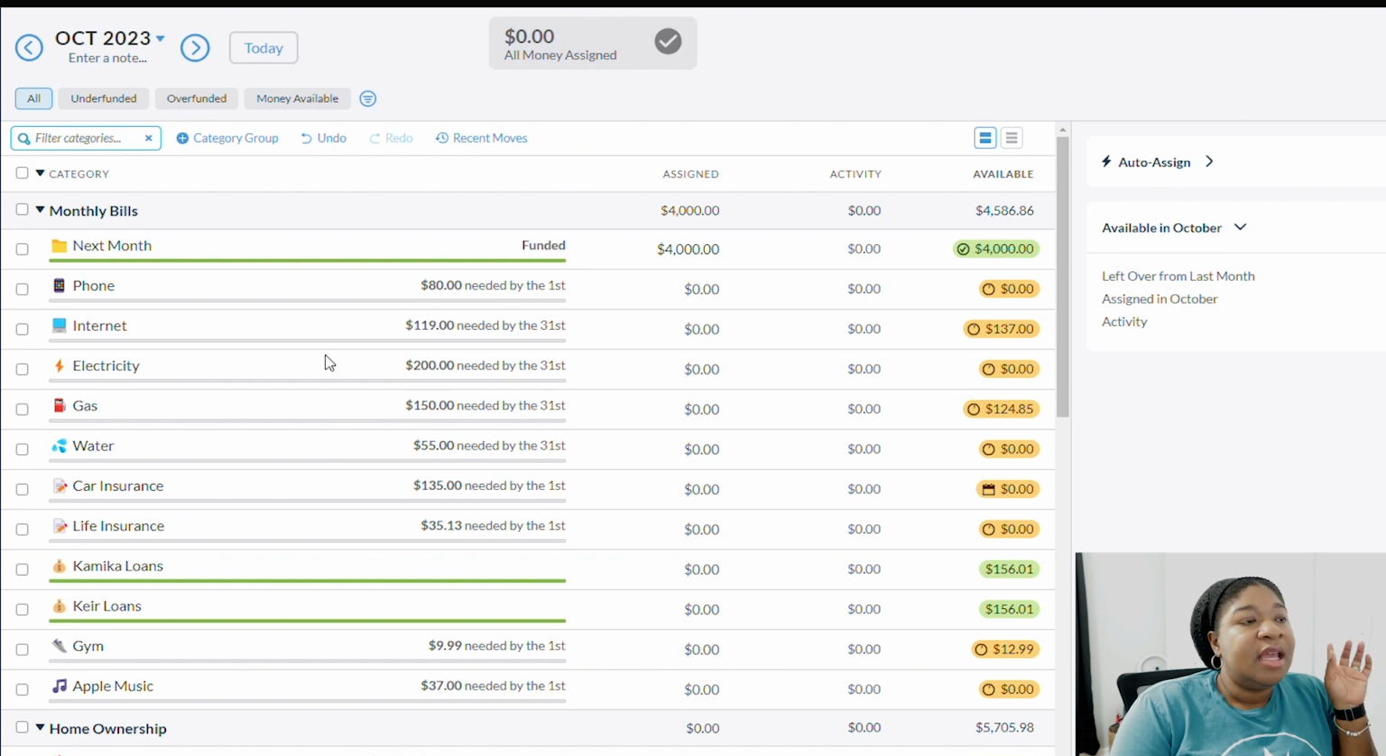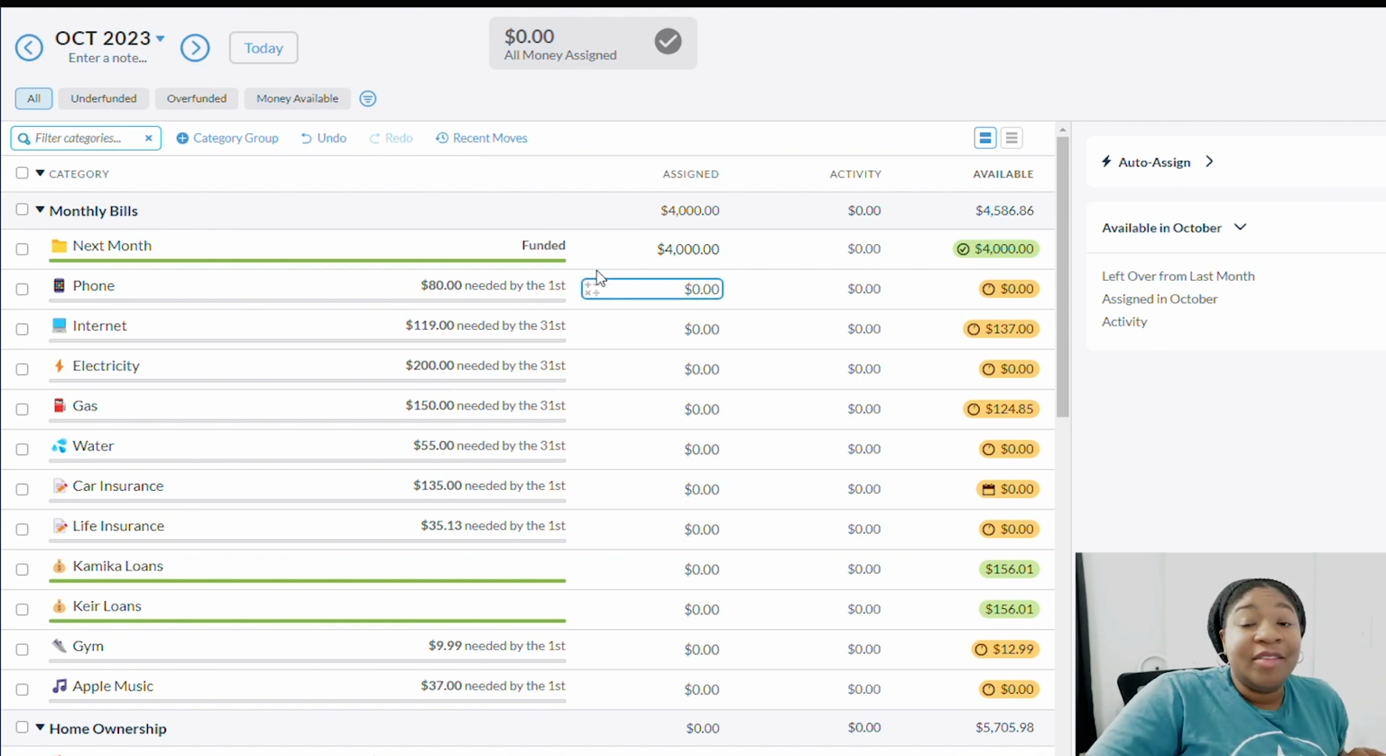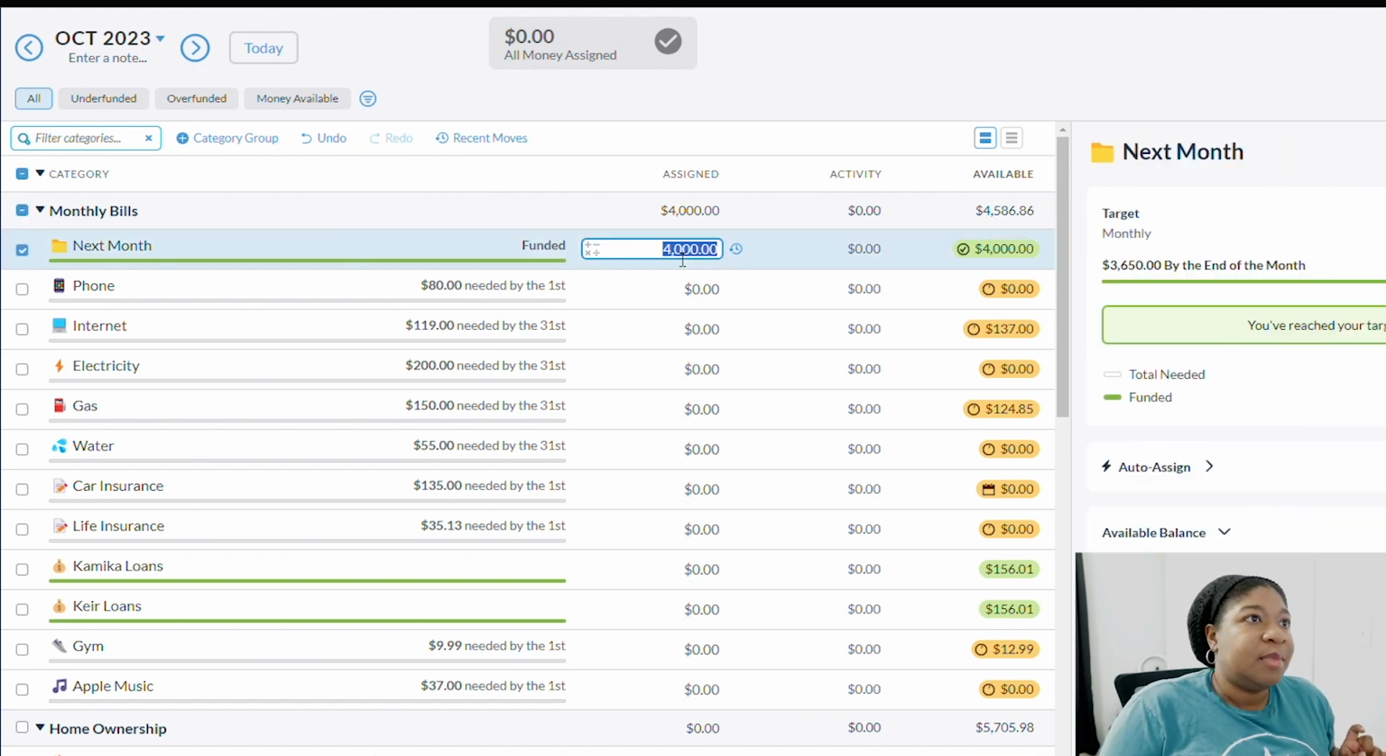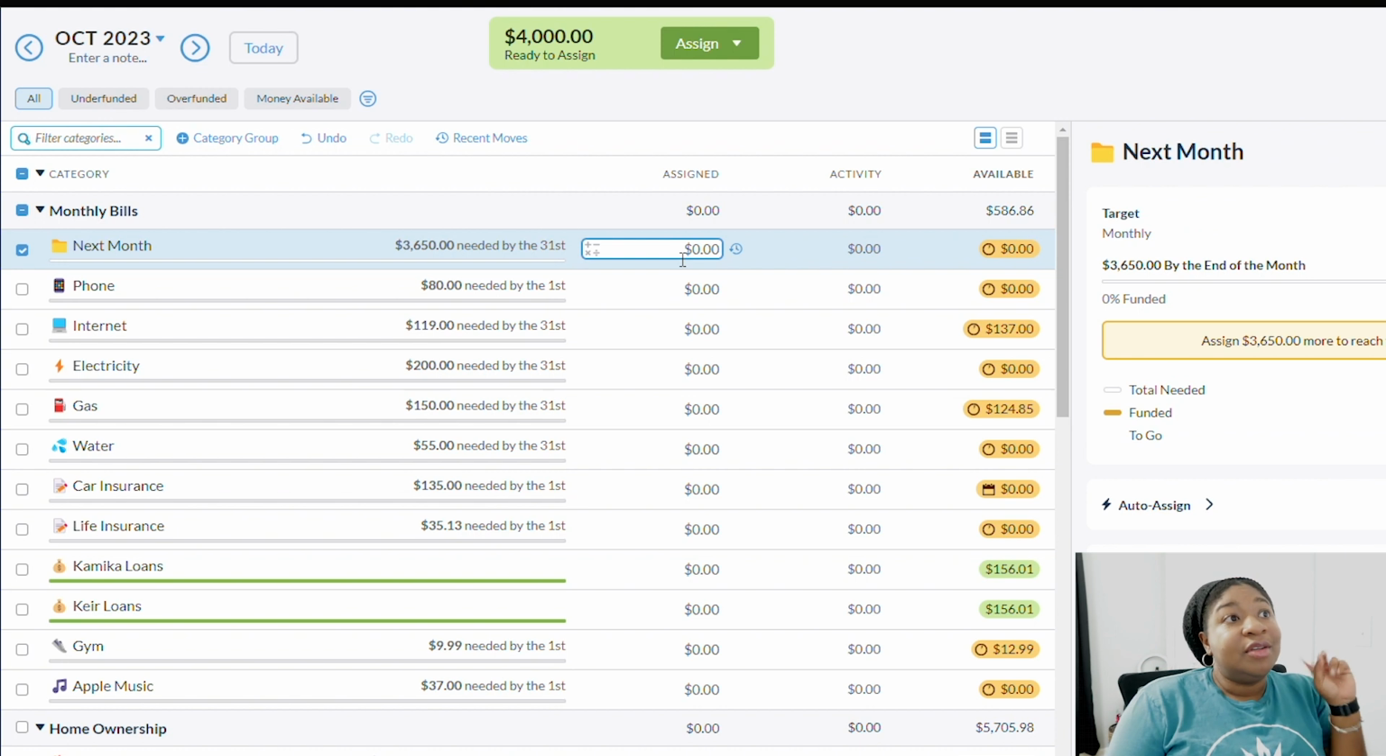Okay, so here's the budget, and I'm doing this a few days before October, so that's why there's still money in the available column, but I'm going to budget the normal amounts so that we have everything that we need for October. So we're gonna start out by zeroing out the next month category. And if you notice, it's $4,000 this month instead of $3,650. So we're gonna see if that's enough to cover the student loans in addition to everything that we already pay, because I didn't take the time to do the math.